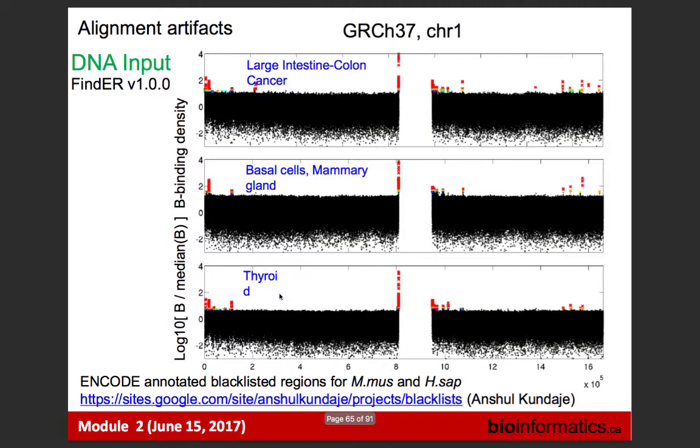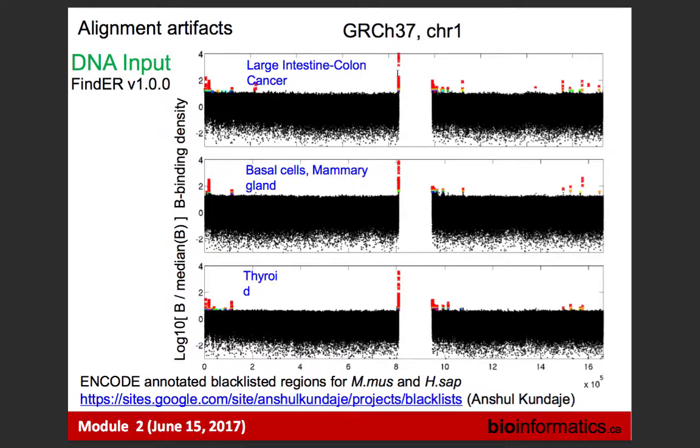So here I give you just the entire chromosome 1, an example of the entire chromosome 1 of the human genome. This is the coverage. On the y-axis, it shows coverage. On the x-axis, position on chromosome 1, and three different cell types: colon, mammary gland, and thyroid cells. And you can see that it's pretty consistent. So there are some locations near centromeres, which always give us huge towers.